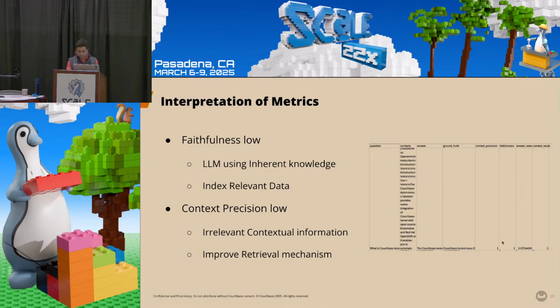On the right, you have an example of the metrics for one row of the data. It says the context precision is 1, faithfulness is 1, answer relevance is 0.97, and the context recall is 1. So this is really high.